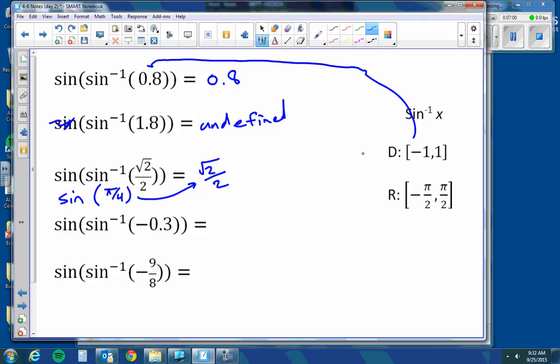So I want you to get how to use these restrictions. Next one, is this number between negative 1 and 1? Yes. But the next one, no. It's less than negative 1, isn't it? So that's a fail. You can't even start the problem. The function is not defined.